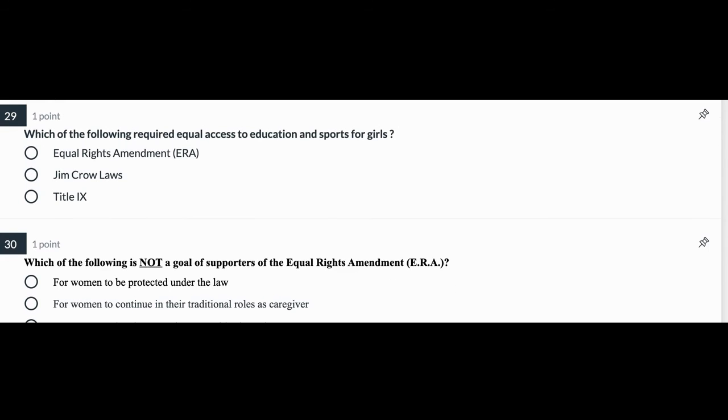29. Which of the following required equal access to education and sports for girls and women? Was it the Equal Rights Amendment, or ERA? Jim Crow laws, or Title IX?